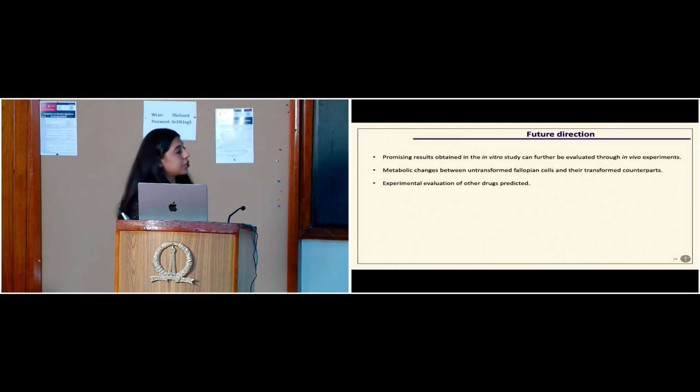So the future direction for this study is that since we have done in vitro study, we would like to take this towards in vivo experiments, and till now we have seen the metabolic changes in ovarian cancer cells. We would like to see what all metabolic changes are there in the untransformed fallopian cells and their transformed counterparts. And since we have done the experimental validation of a single drug, there were other hits that we found, so the experimental validation of those drugs that we are planning to do.